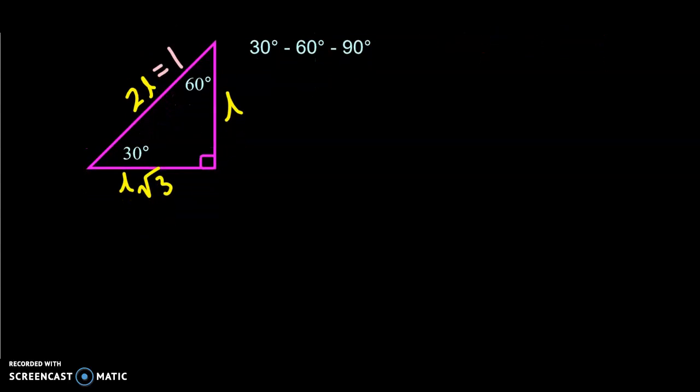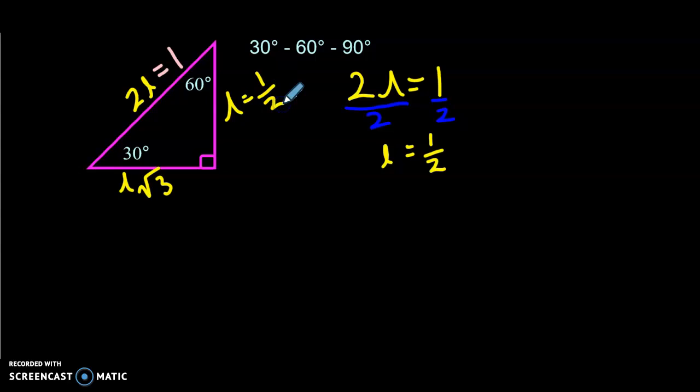So we have more room. Okay. We have now our equation. And we have 2L equals 1. So what do we do to solve for L? We divide by 2. L equals 1/2. So we know our length right here is equal to 1/2. And our other leg, which is L root 3, is 1/2 root 3, which is just root 3 over 2.